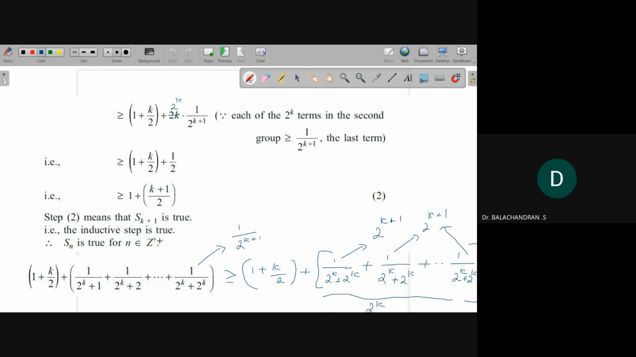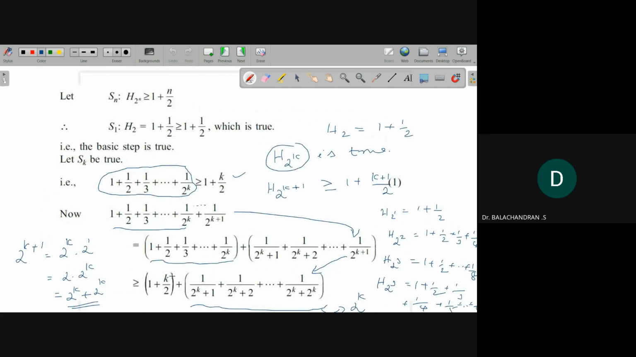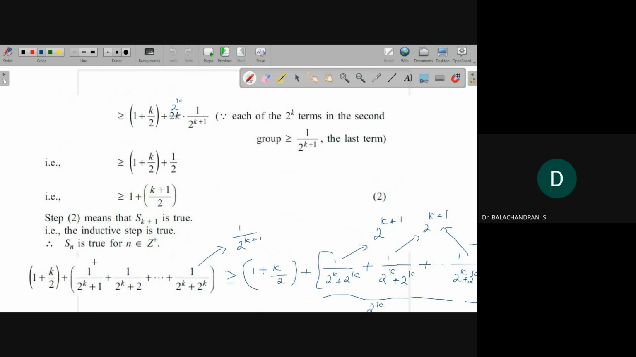The crucial step is here. I will explain again. I'll stop here. The crucial step is we should write 2 power k plus 1 as 2 power k plus 2 power k. I explained here, 2 power k plus 1 equals 2 power k into 2, or you can write 2 into 2 power k or 2 power k plus 2. First you write like this. Next, using this, we found out there are totally 2 power k terms here. Next step, I'm going to replace each term in this bracket by the smallest one. What is the smallest one among these? This is the smallest one among these.